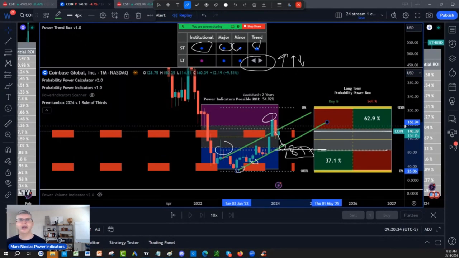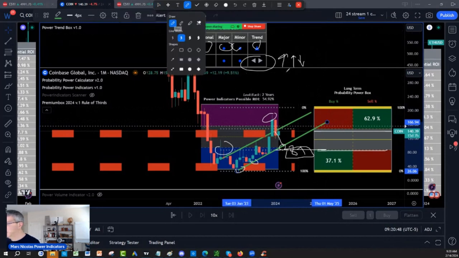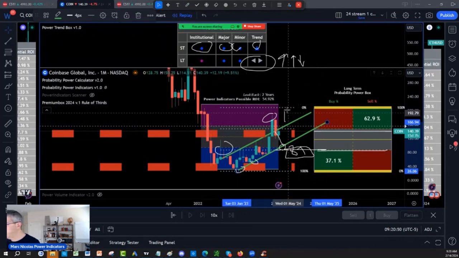But the ideal entry for COINBASE, right? The ideal entry for COINBASE is 87. The target for COINBASE is going to be number one, 150. And then I have a 210. So 150 on the upside.